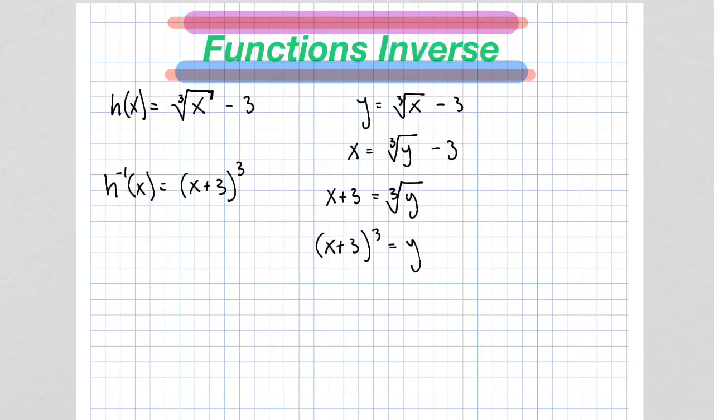Okay, from this step to this step, what did we do? We simply cubed both sides. We did that to get rid of this cube root. So that's the step that we did in between here and here.